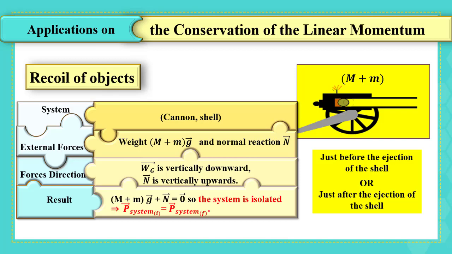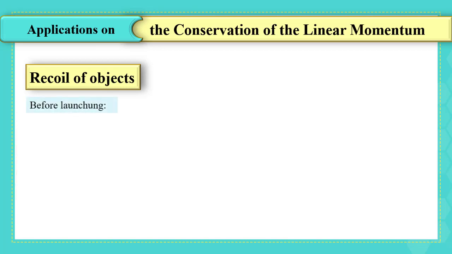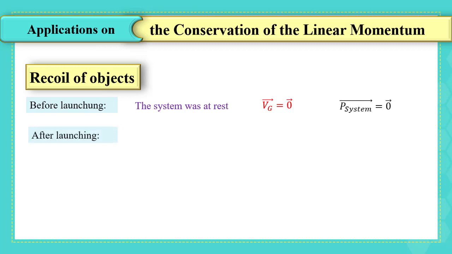We are interested in 2 moments, just before and just after the launching. Before launching, the system was at rest, so the velocity of the center of mass is 0, thus the linear momentum of the system is 0 also. After launching, the linear momentum of the system is the linear momentum of the cannon plus that of the shell, where it is the mass of the cannon times its velocity plus the mass of the shell times its velocity.